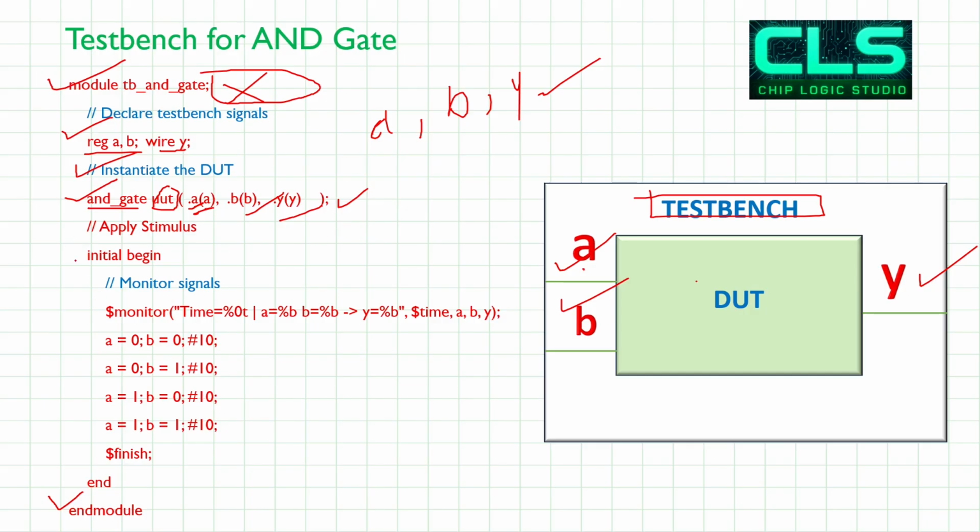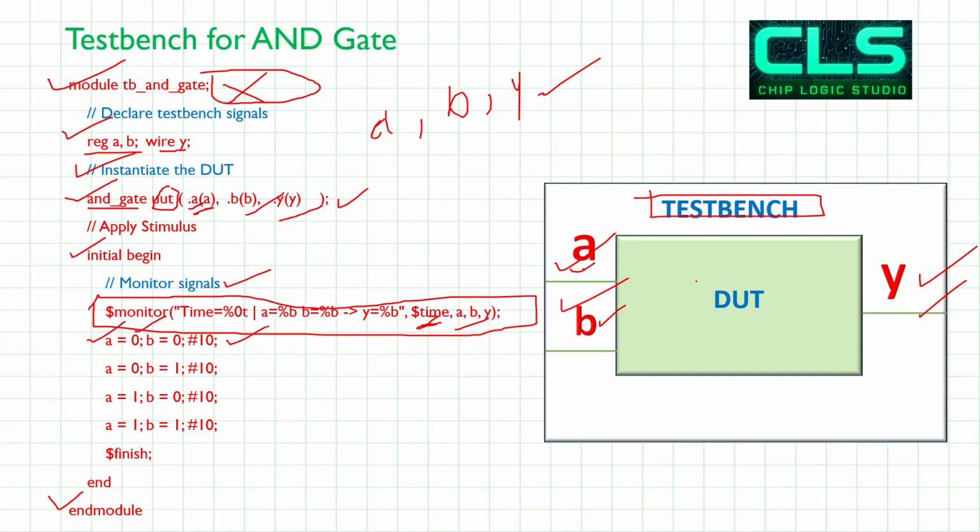And now we will apply the signal. In an initial block we are applying the signal. This is also a non-synthesizable block. And monitor, this is our system task. I will create a separate video after this one for the monitor and system tasks. So monitor will just monitor all the inputs a, b and y, what is happening to them at what interval of time. Okay, and we are giving a as 0 first, b as 0, and after 10 nanoseconds we are giving a this, b this, then after another 10 nanoseconds a this, b this, and all these signals we are giving to our a and b.